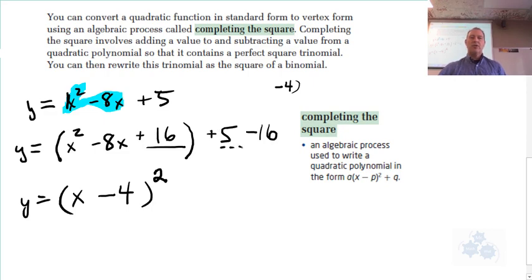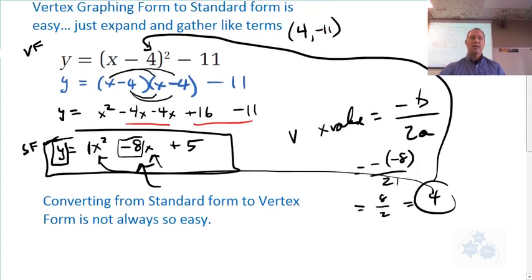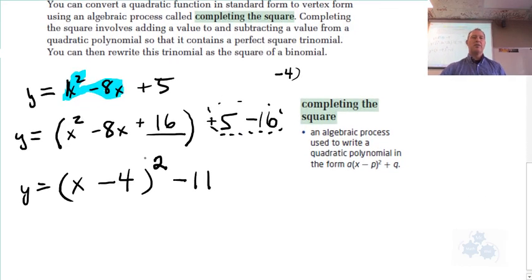And then, of course, what you have to do is combine like terms here outside of the bracket. So what's 5 minus 16? That's negative 11. And that should be the vertex graphing form that we started with right here. Okay, so that's a process called completing the square. And the key is right here. You add something inside the brackets to make this a perfect square trinomial, and then you subtract the same thing outside of the brackets to make sure that you haven't changed the nature of the function.